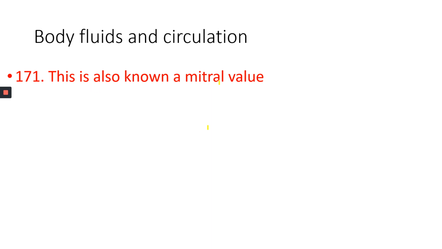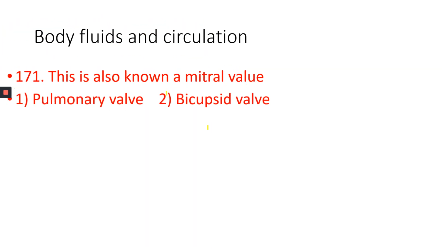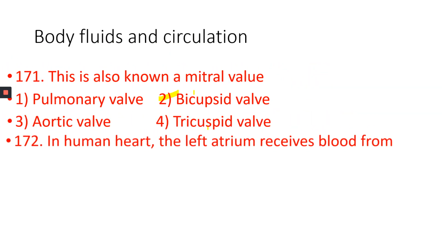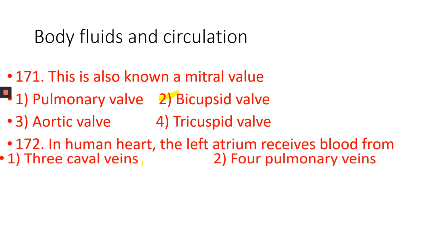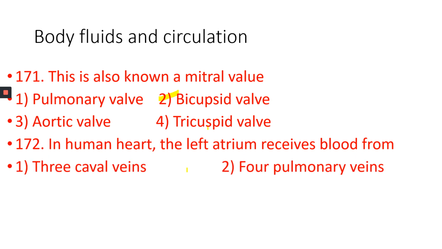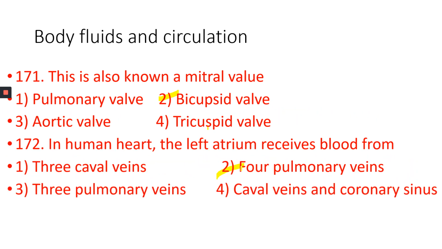Okay, this is also known as the mitral valve. What is that one? Bicuspid valve. Next one, in the human heart, the left atrium receives blood from what? What type of blood does the left atrium receive on the left side? Oxygenated blood from pulmonary veins. 172. The answer is pulmonary veins, 4 of them, right? 2 from the right lung and 2 from the left lung.